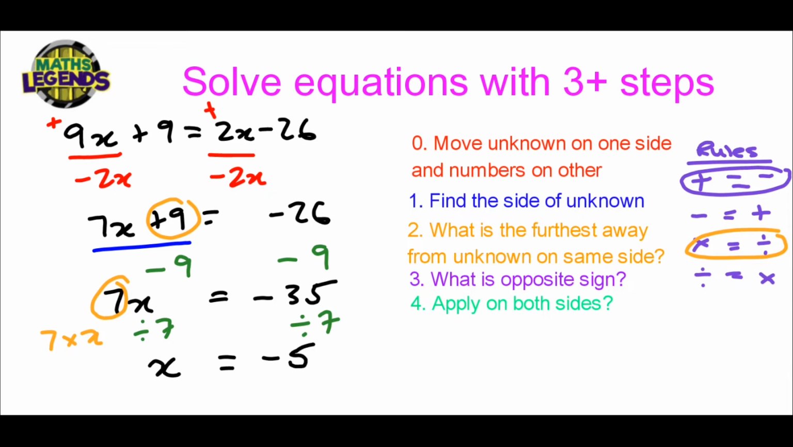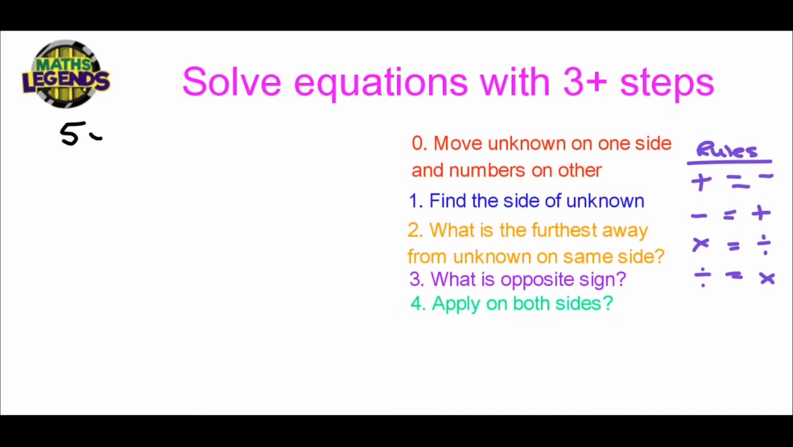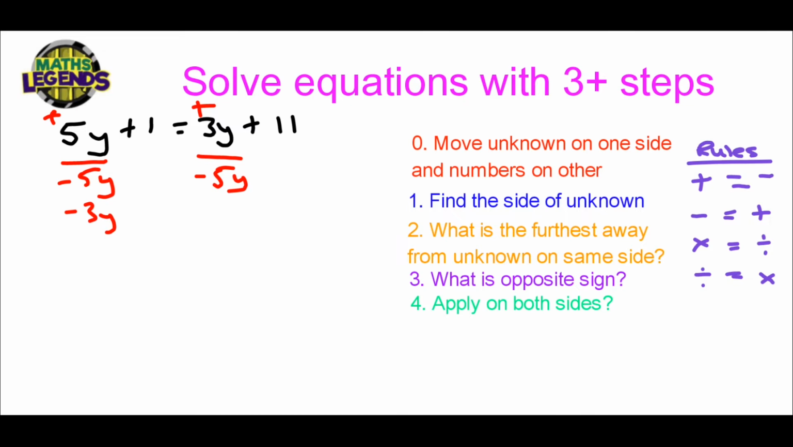Let's look at another example. 5y plus 1 equal to 3y plus 11. So again, we need to get rid of either the 5y or the 3y. Using the same logic, we look at what sign they currently are. So it's a plus on both sides. So that means we either have to take away 5y on both sides, or we take away 3y on both sides. But here, if we chose minus 5, then we end up with minus 2y, a negative. So we try to avoid negatives where we can.